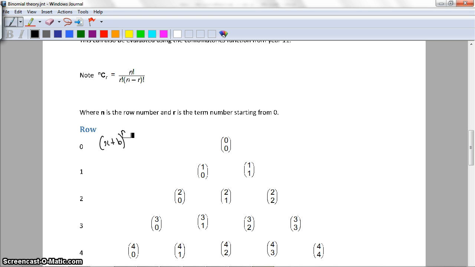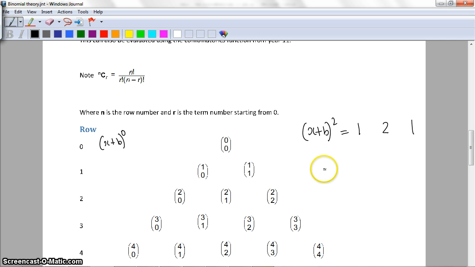But if we just take, say, number 2 here, we know the numbers when you expand x plus b to the power of 2, you're going to get 1x squared plus 2xb plus 1b squared, like this. So we need to get those numbers, and the way that you can do that is by using the nCr.